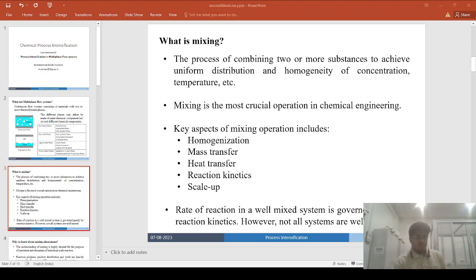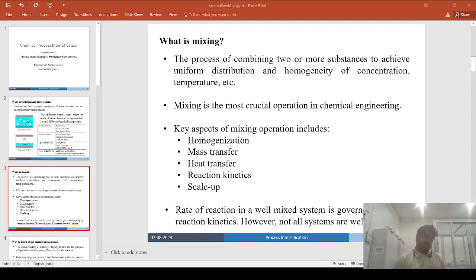Now obviously, in separation processes you do not want them to get mixed. So it depends upon the context. If you want a reaction to happen where you want two immiscible phases to get into contact, you need to perform mixing. The key aspects of mixing operation include homogenization, mass transfer, heat transfer, reaction kinetics, and scale up.